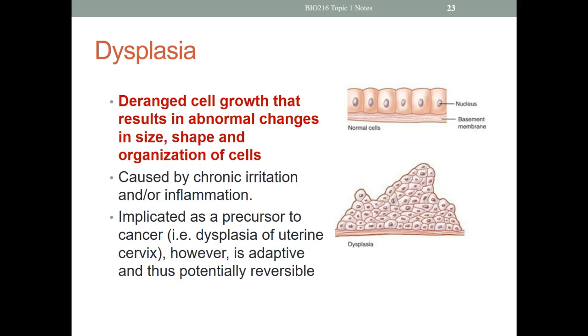So dysplasia refers to deranged cell growth that results from abnormal changes in both size, shape, and organization of the cells. So they're still the same cell type of the tissue of origin, but they're beginning to not look so much like them anymore. Okay, and this dysplasia has been implicated as a precursor to cancer. One of the things they look for in a pap smear is dysplasia of the uterine cervix. However, even dysplasia is adaptive and thus is potentially reversible if the stimulus is removed.